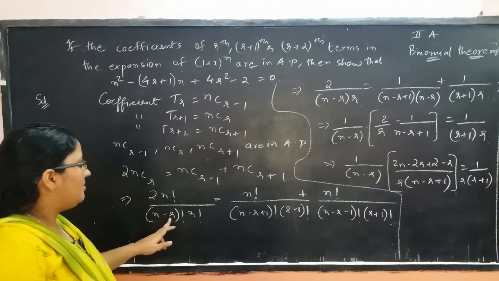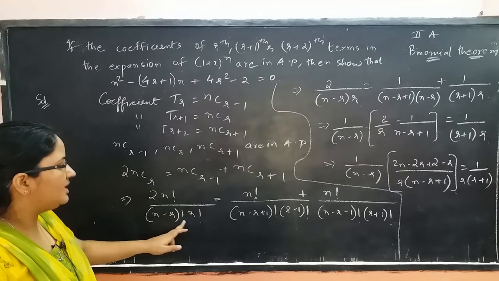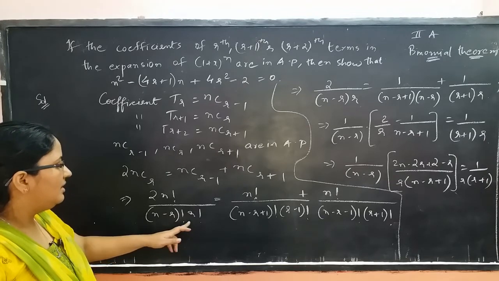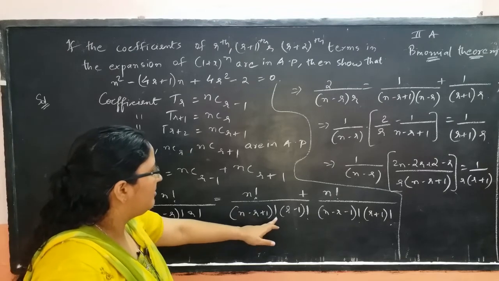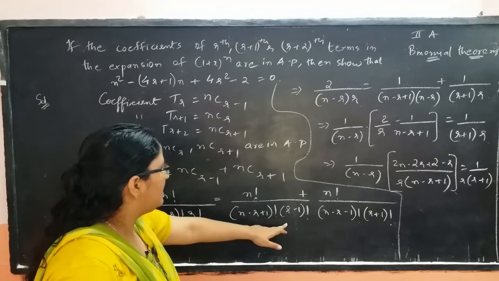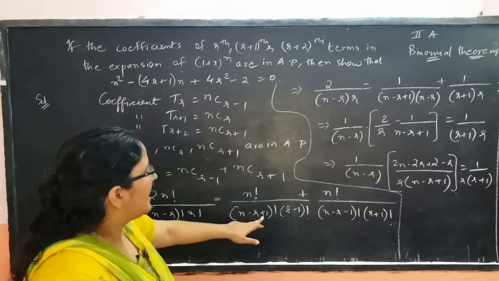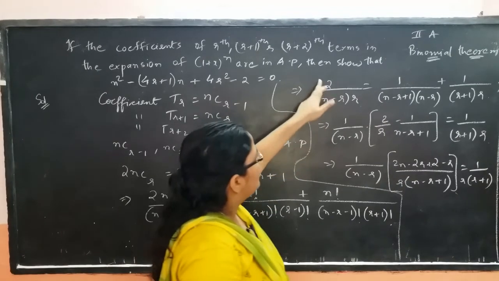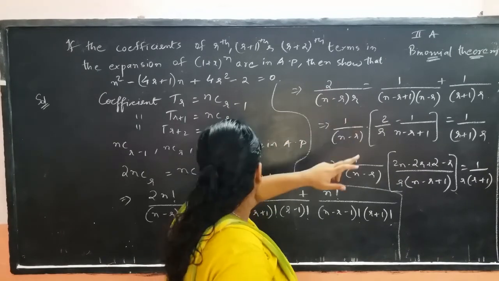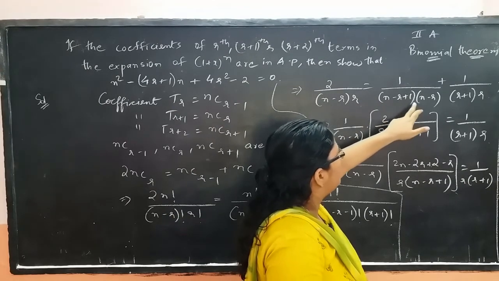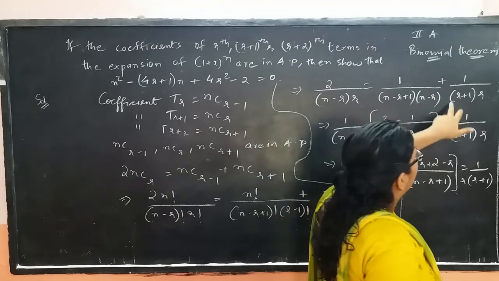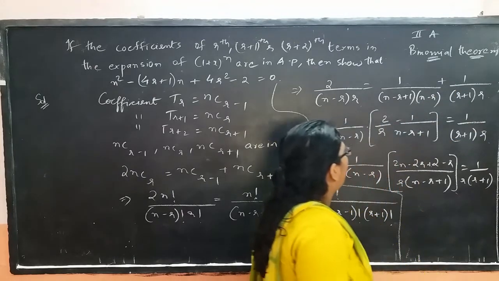Next, after n minus r is n minus r minus 1 factorial. Here also you have (n−r+1) into (n−r) factorial and (n−r−1) factorial. So, after cancellation you will be left with 2 by (n−r) into r by ... This is what you have.